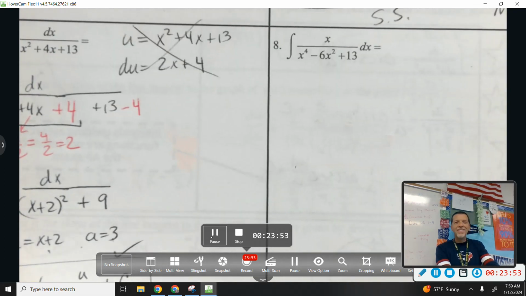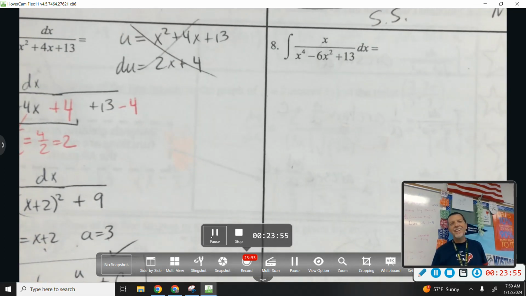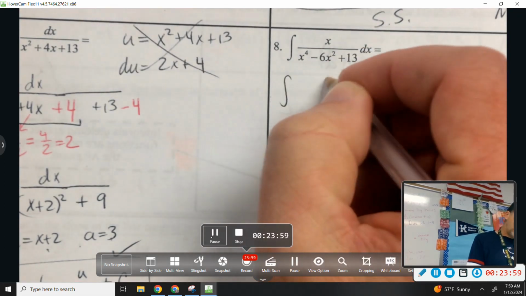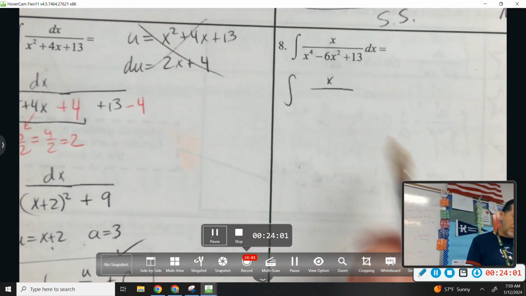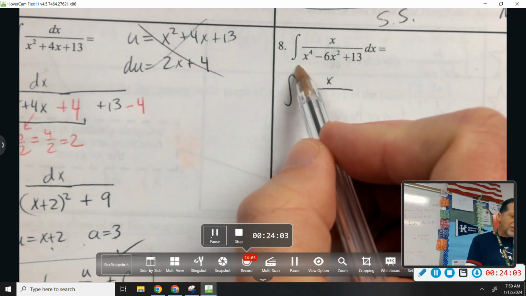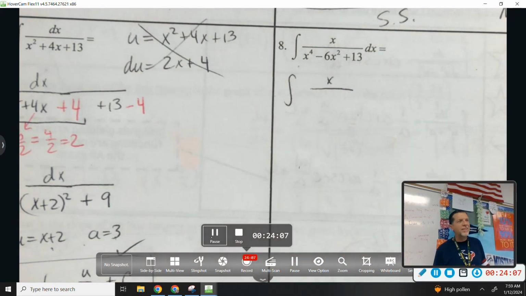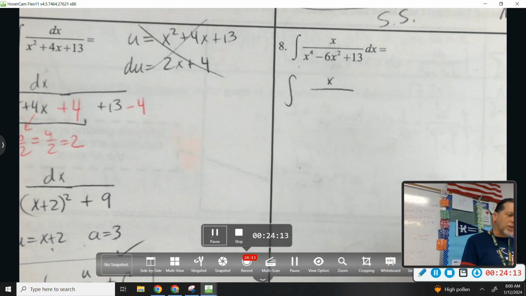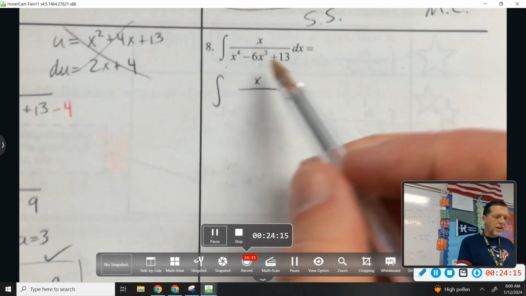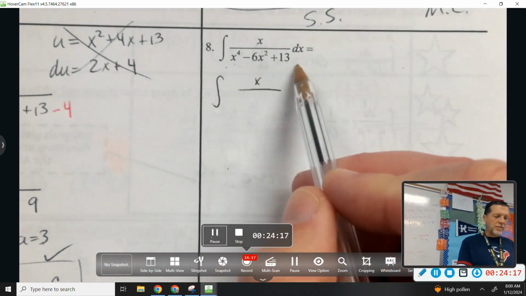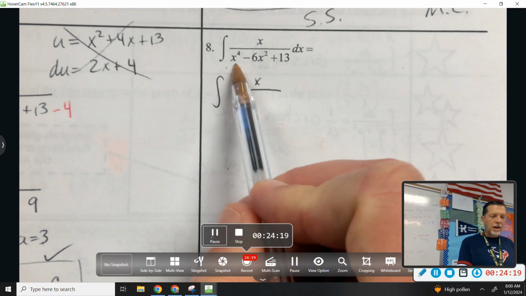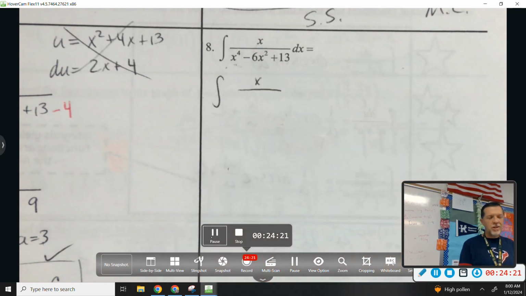Number 8. X to the 4th in there. If I let u be the bottom, then du would be 4x cubed, so I'm not even going to write that down. I can tell right away that that's not going to work. So hopefully you get quick enough where you're going to false start on some u substitutions, but you don't have to write them all down. If u is the denominator, du is no good.